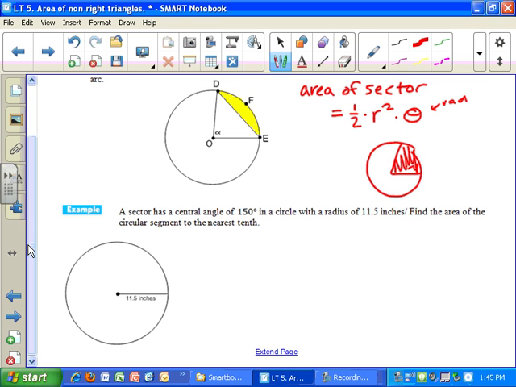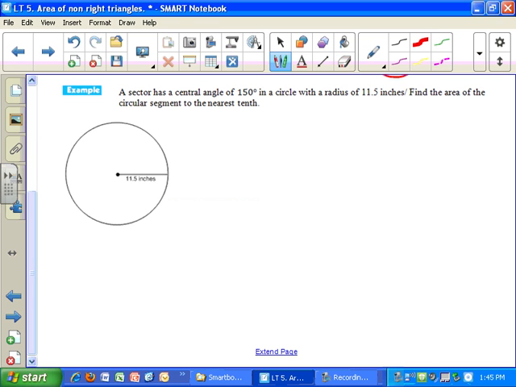So in this example, it says a sector has a central angle of 150 degrees. So that is a minor arc. It's less than 180, or less than half the circle, in a circle with a radius of 11.5 inches. Find the area of the circular segment to the nearest tenth. So if we get this sketch drawn out, we've got about 150 degrees here, and we are finding this area. We want to find the area of the segment.